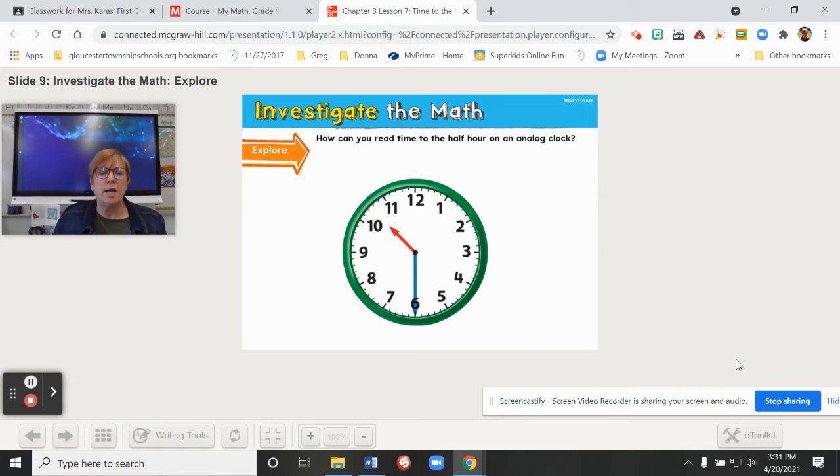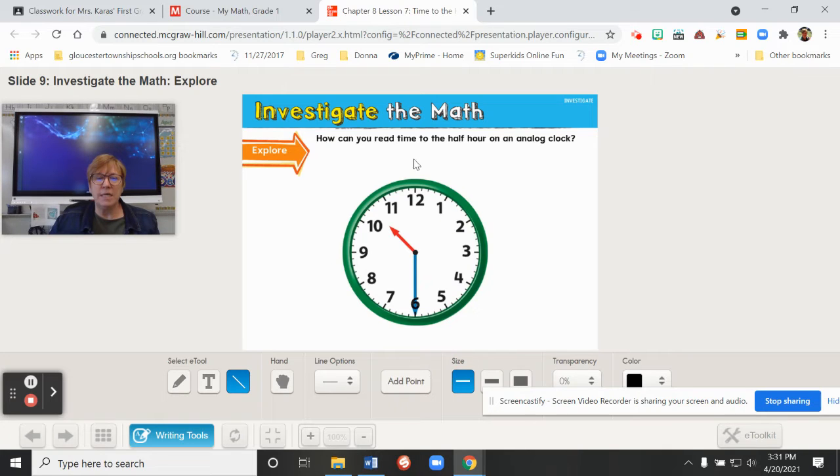It says, how can you read time to the half hour on an analog clock? Now, for some of you, we talked about this. We also said that at the top is 60. So when you go halfway around, remember we counted 5, 10, 15, 20, 25, 30. I just want to show you with a line how this is halfway. I'm starting a little off, but that is halfway, okay? So right from here to here is 30 minutes. It's also known as half past.